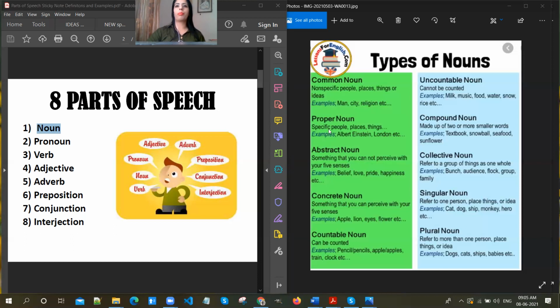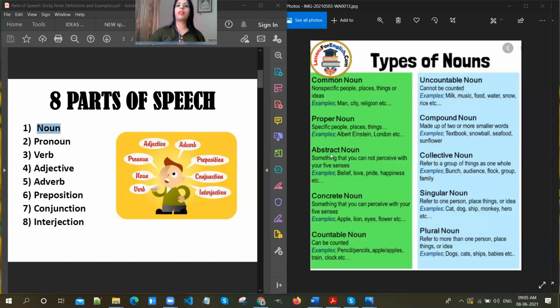Second is proper noun. Proper nouns are the words which are used for specific people, specific places, and specific things. For example, Albert Einstein, London. Right. For example, you can talk about Chandigarh, Punjab. So these are the proper nouns. And very important, whenever you are writing proper nouns in writing task 1 or 2, the first letter must be capital because these are proper nouns, right?